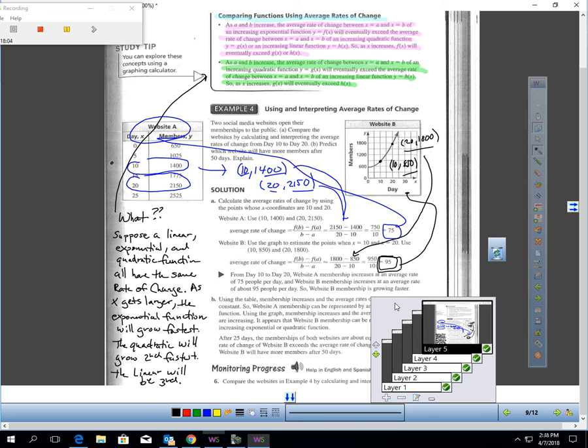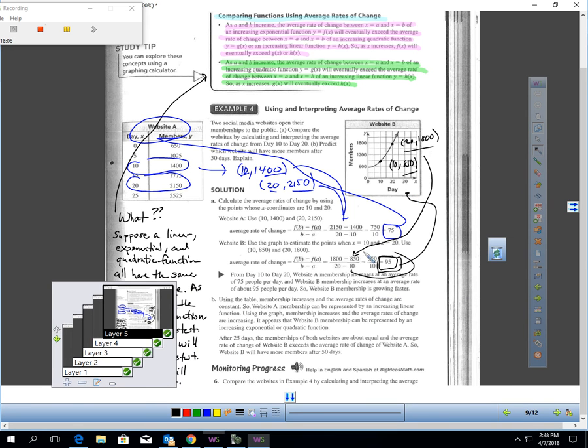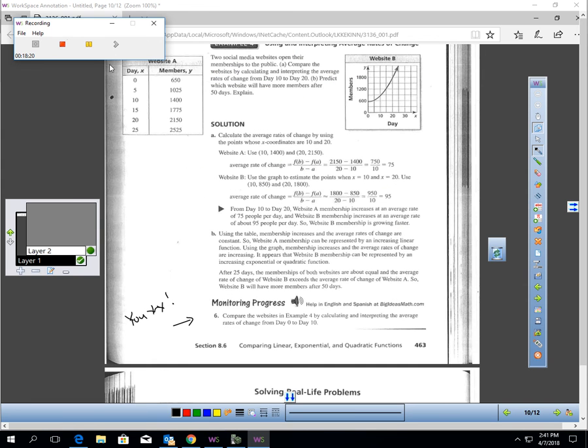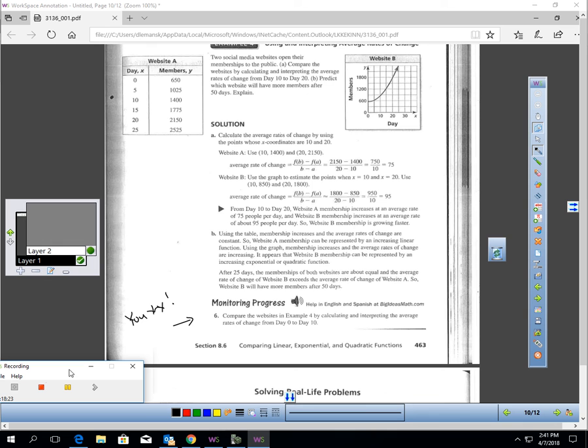Do you notice how the rate of change is higher for website B? So if we go from day 10 to day 20, we would predict that website B would have more users after 50 days. Okay? What I'd like you to do real quick is you try to compare these two websites from day 0 to day 10 and tell me which one do you think would have more users after 50 days based on those rates of change. Okay, and I'm back.